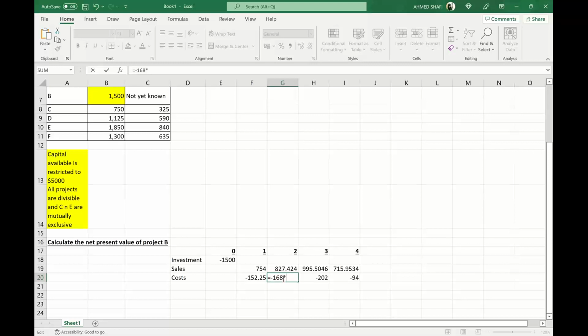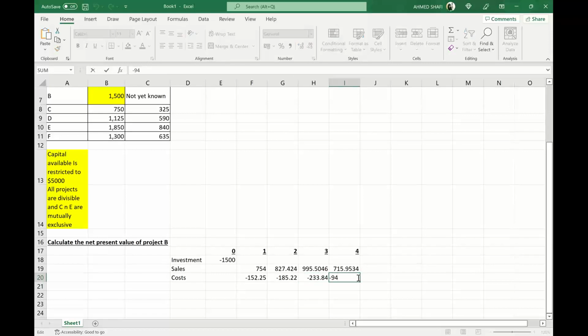Okay, but cost inflation is 5% per year. So to go to year two, you need to inflate it by 5% two times, either into 1.05, 1.05, or what you can do is into 1.05 power 2. 185. Third is 202 before inflation. So to incorporate inflation, we need to inflate it 5% per year three times, into 1.05 into 1.05 into 1.05, or power 3.